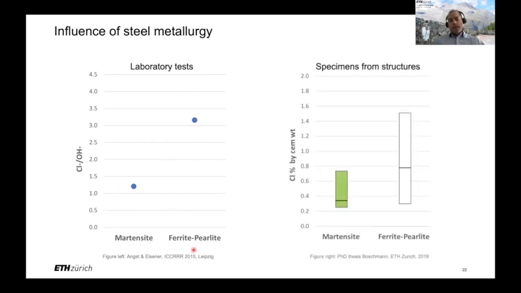From a study where samples from structures were analyzed, a similar conclusion could be drawn. Also here, those rebars in the structures that were of ferritic perlitic type of steel generally had a higher chloride threshold value compared to the tempered martensitic steels.